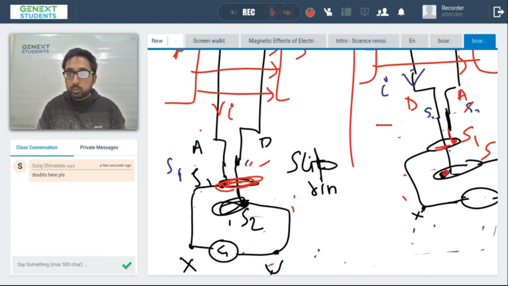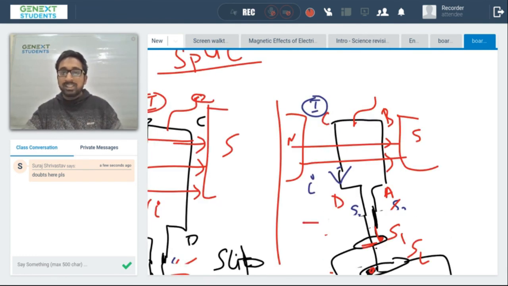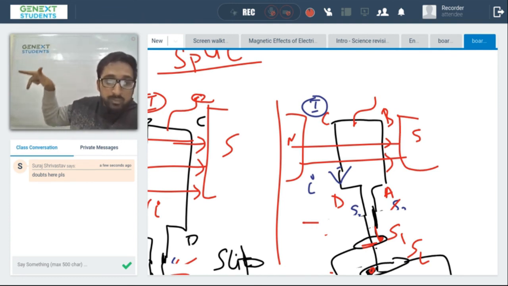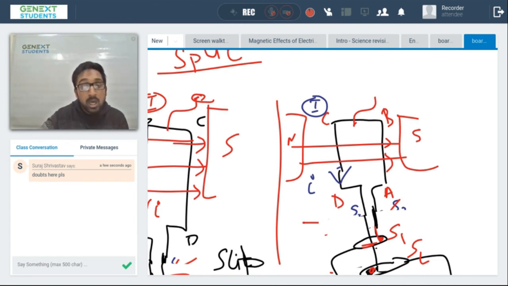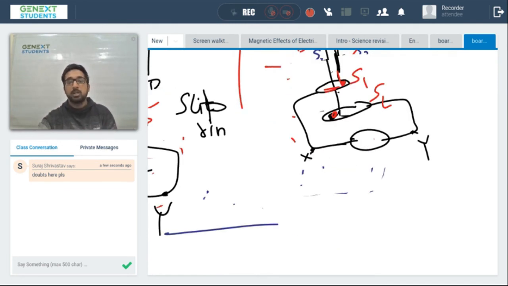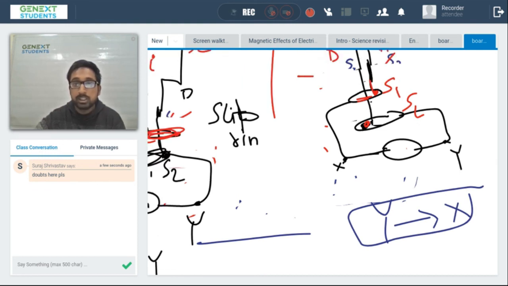Now D is attached to S2, and it is still attached to S2 only here. Can you see that? Now, if you see in this section, MBI: motion, magnetic field, current. So current will be from C to D. Now the current which is passing from D will pass to S2 and from S2 to Y. So in this part, the motion of the current is going to be from Y to X, right? And here it was X to Y, here it is Y to X.